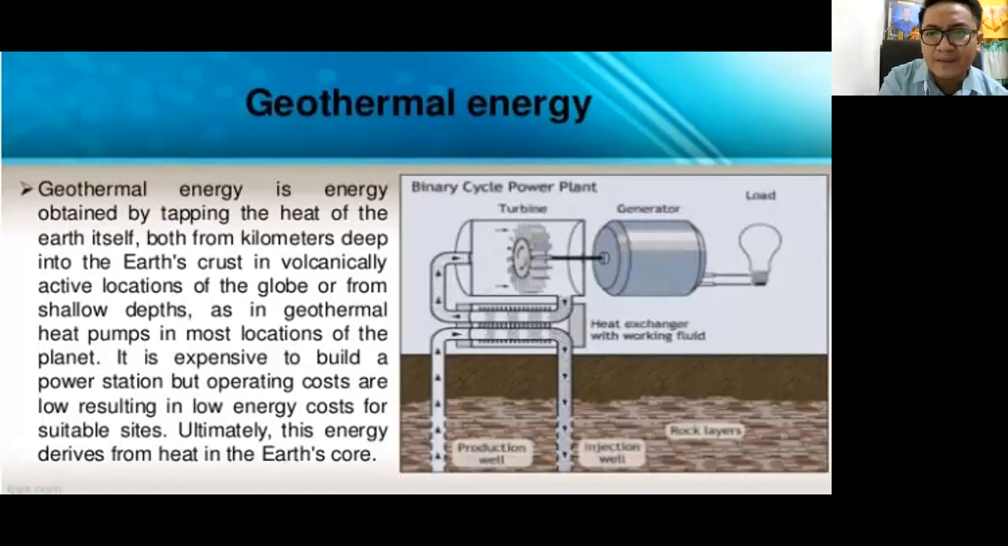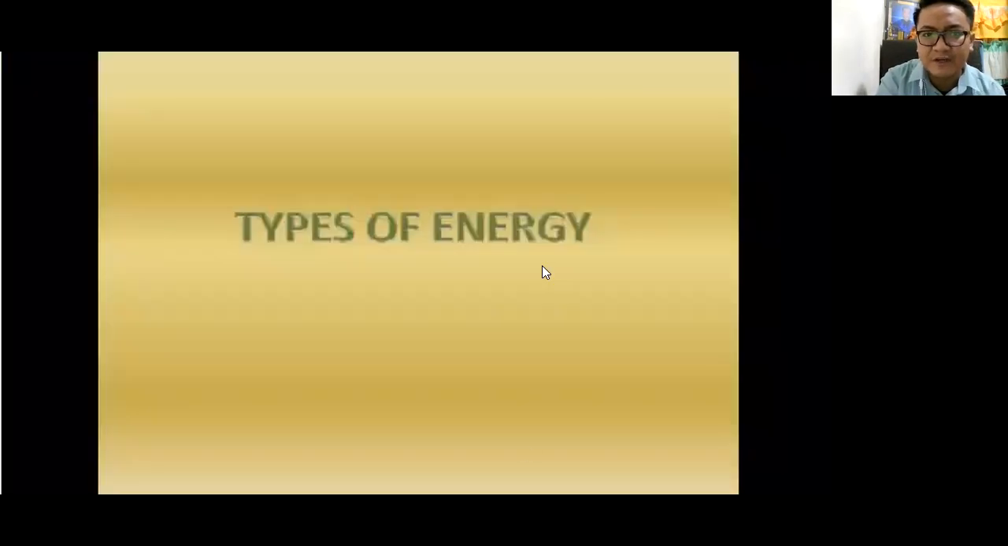Doon sa mga malalapit sa mga surface area po natin as geothermal heat pumps in the most location of the planet. So it is expensive to build a power station, but operating costs are low, resulting in low energy costs from suitable site. So ilan lang yung part ng meron sa buong mundo ng geothermal energy because of tendency of different location or exact location na meron tayo.